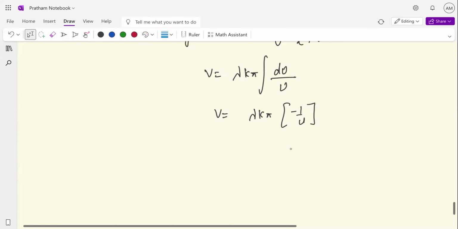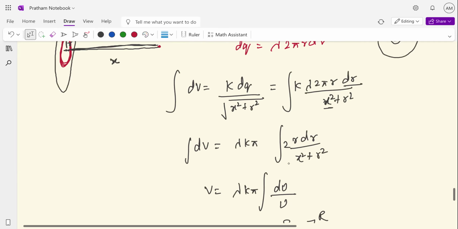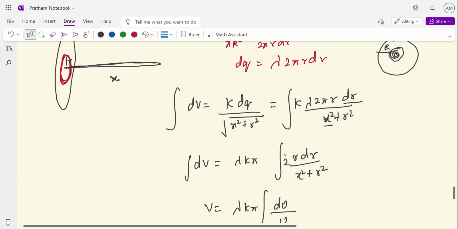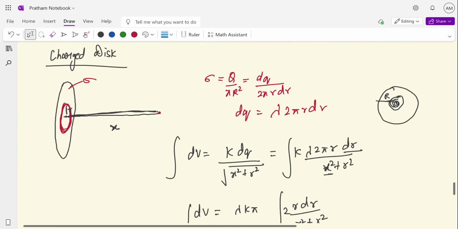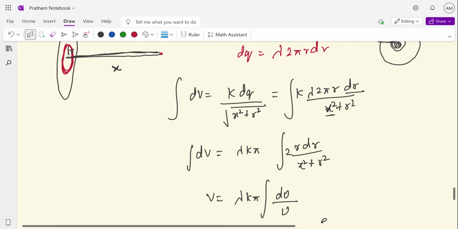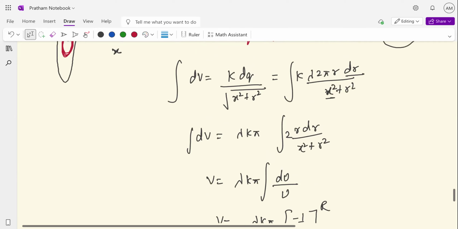Clear? From where to where are we going? From 0 to r I am going. So you can again write this as lambda k pi. Put the final value of u. So what was the final value of u? Okay, we made one mistake. The mistake was, it was this. Clear? Now fine.